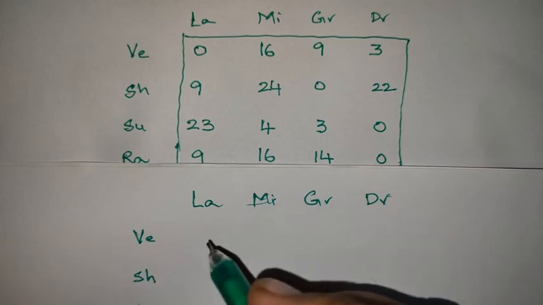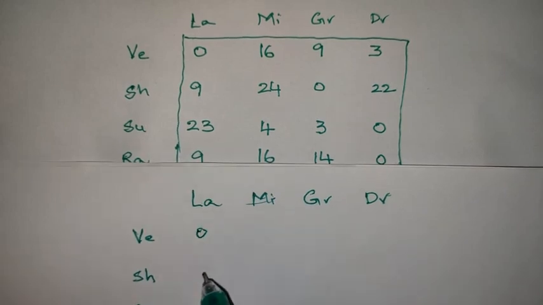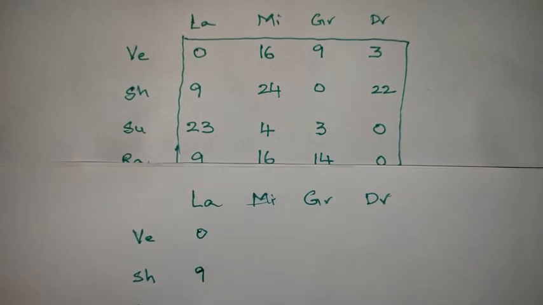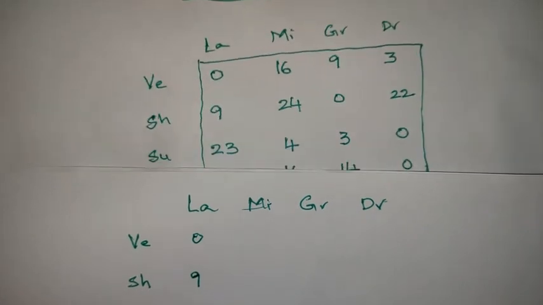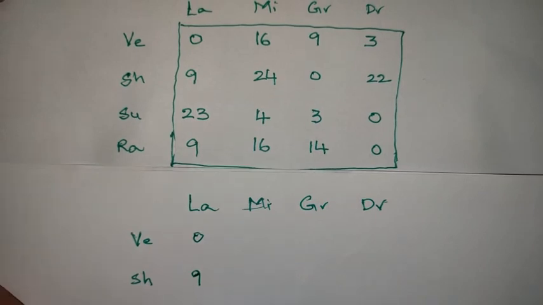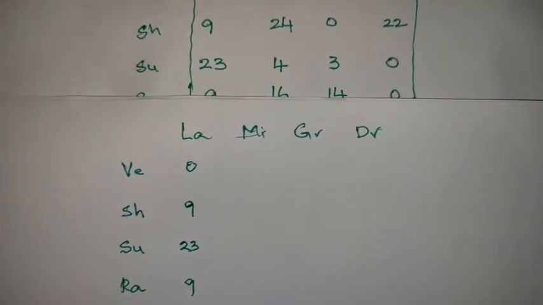If you subtract 0, then you will get the same column. 0 minus 0, 0. 9 minus 0, 9. 23 minus 0, 23. 9 minus 0, 9. So these are the first column values.